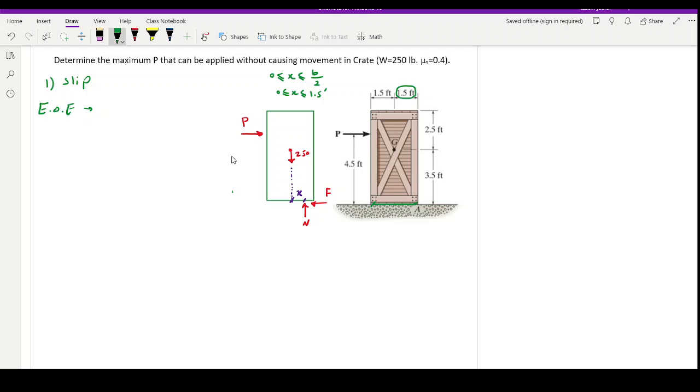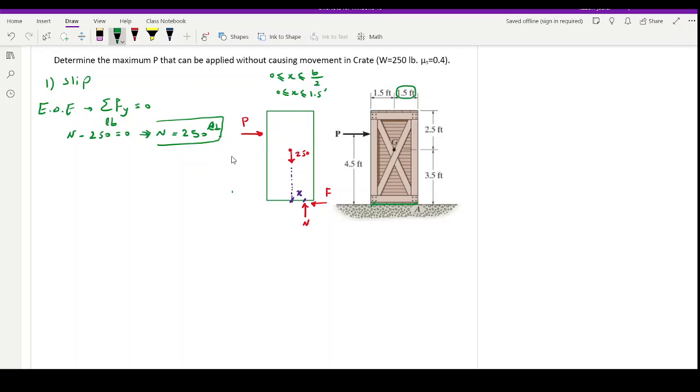So I use EOE, equations of equilibrium first. Now, I start with sigma Fy because I can directly find one of the unknowns from there, and that is N minus 250 is 0. So don't forget, fully write the equation. Some of you guys, you don't write the equations fully. N minus 250 is equal to 0 because the equation is sigma F is 0. From there, I can say N is equal to 250 pounds. So I calculated one of the unknowns.